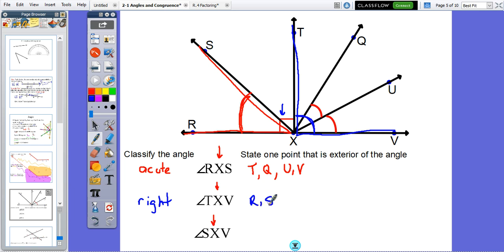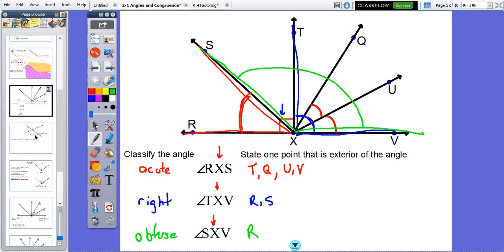You could say either one of those two. Now, let's look at our last angle here, S to X. So S, X, and then we're going to V over here. This big one right here. Hopefully, you said obtuse. And then you're going to say, hey, what points exist outside of that angle? The only one that exists is our R. That's our only exterior point to that angle.